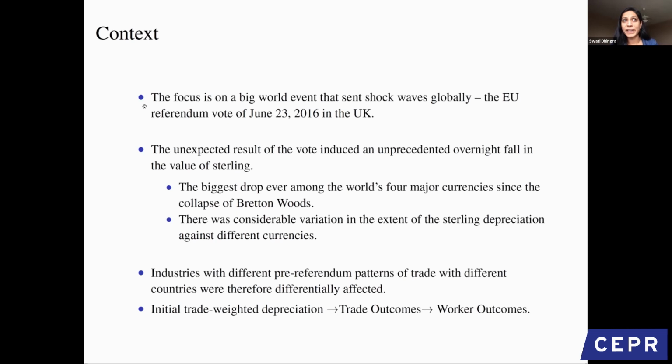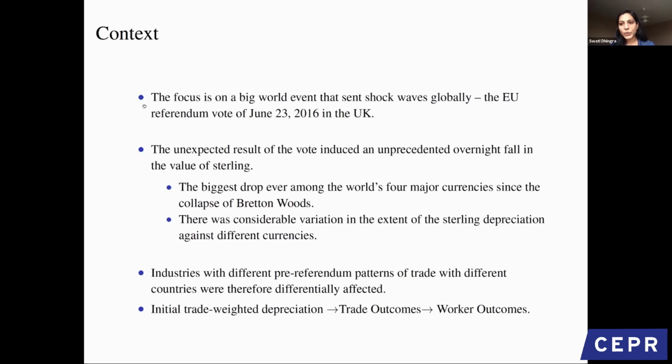This is the biggest drop that has ever happened amongst the four major currencies of the world since the collapse of Bretton Woods. So if you're going to look at large currency depreciations and try to ascertain from there what happened to prices or to worker outcomes, this is a really good example. To reiterate, since sterling is one of the four major currencies of the world, it doesn't only produce one exchange rate movement; it also changes how different currencies reacted, even smaller currencies like the Malaysian ringgit or others.